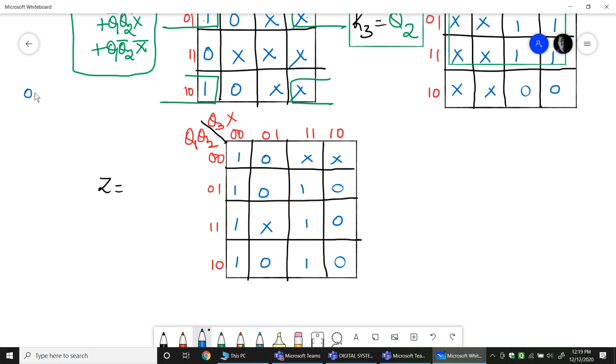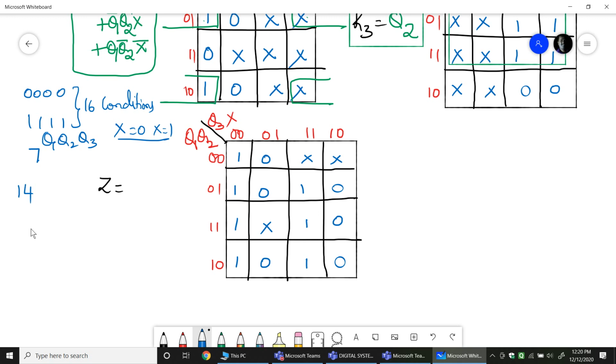From 0 0 0 0 till 1 1 1 1 we need to have 16 conditions, but in the table we have 7 q1 q2 q3 entries, and then x equals 0 and x equals 1. So 7 into these two conditions, 14 conditions you get. The last two conditions would be 0 0 1 1 and 0 0 1 0, which become don't care in all the tables, because those two entries are not there in the table that we have written. Now if I group this, this is one group, and then this is another group.